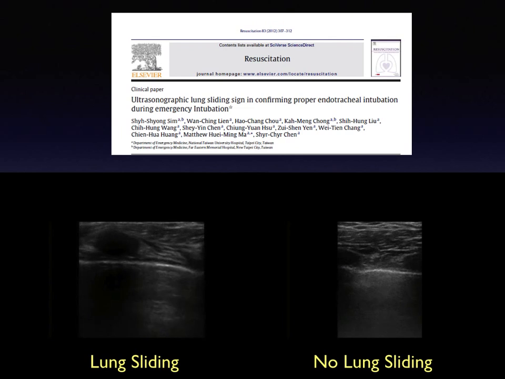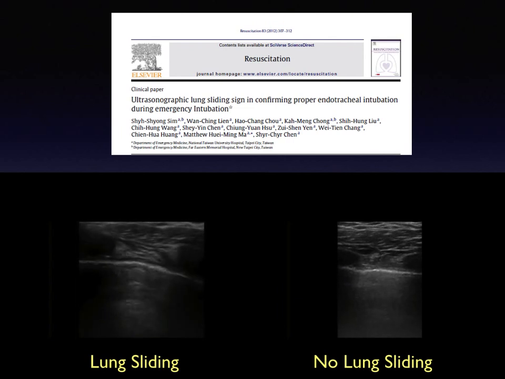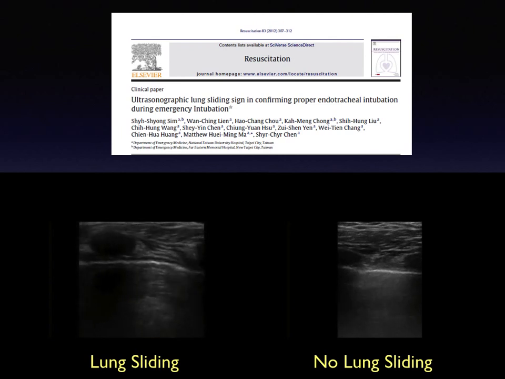A 2012 study by Sim and colleagues assessed the accuracy and timeliness of lung ultrasound to confirm proper endotracheal tube intubation in cardiac arrest and non-cardiac arrest patients. They found that although unilateral absence of lung sliding may not be accurate enough to detect one lung intubation, bilateral lung sliding properly identifies correct endotracheal tube placement.